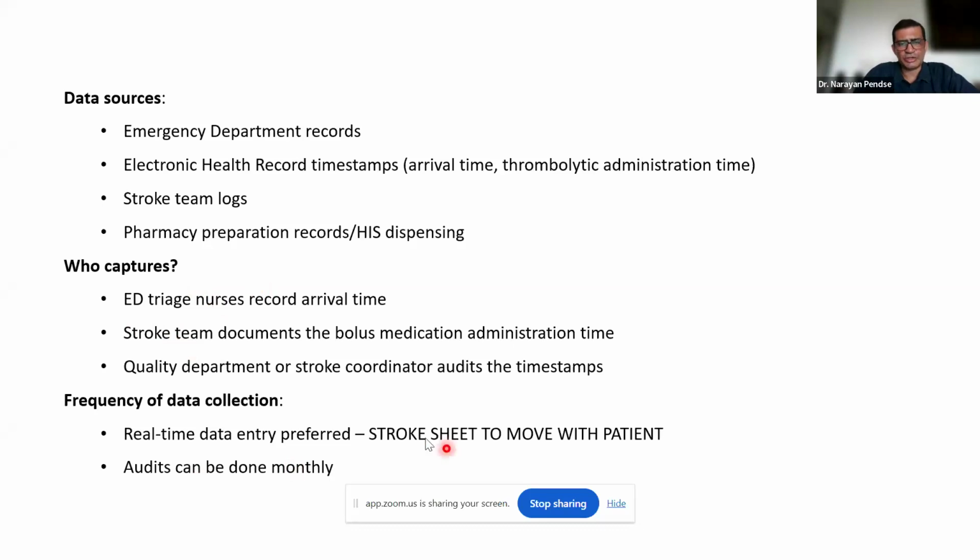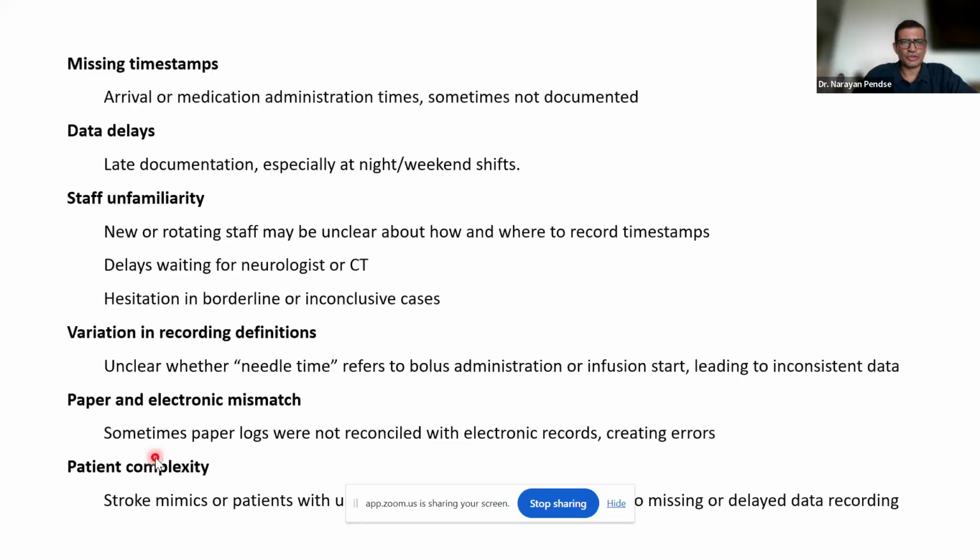Many of the hospitals have a practice of a stroke sheet, similar to STEMI cases. They also have a stroke sheet for neuro cases, where every time the patient is moved or some action is happening, it gets documented into the input sheet. So it is an ideal practice to have real-time data entry. Of course, the collation of the data can be done on a monthly level and analyzed to assess improvement opportunities.